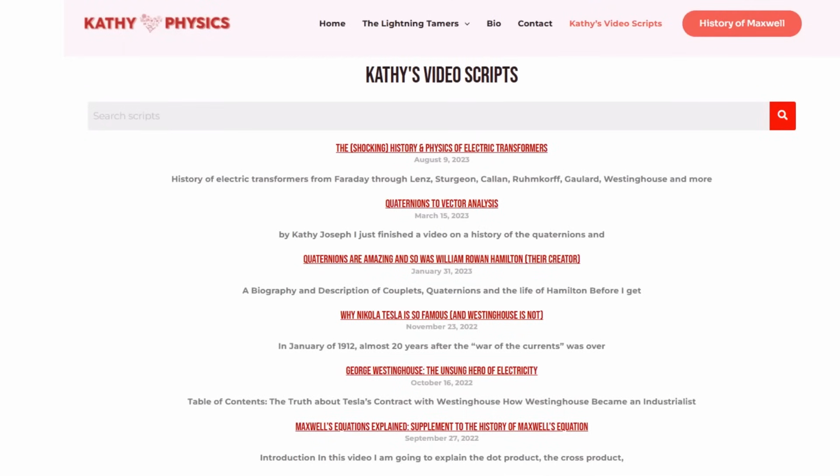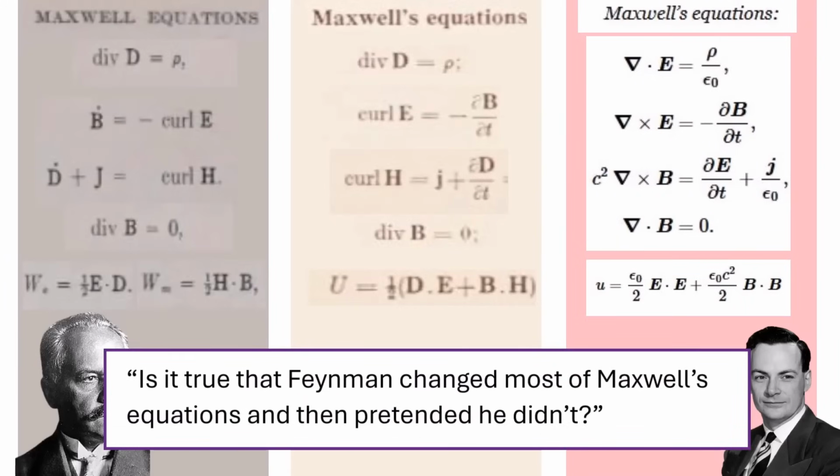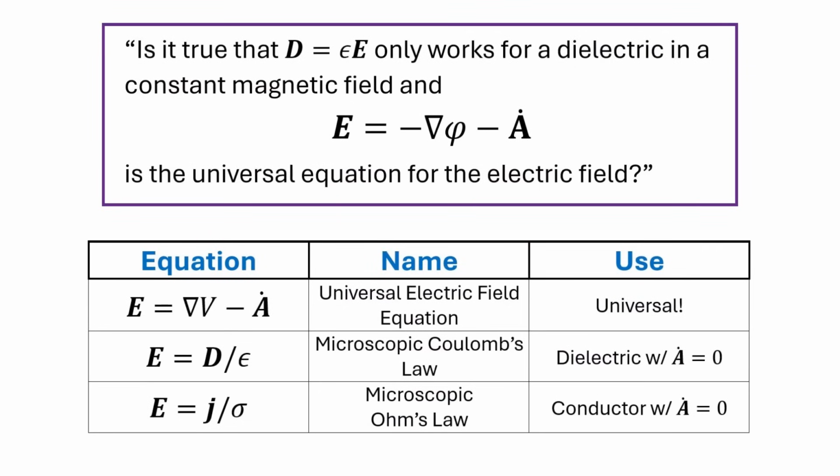I have a link to my script with lots of footnotes so you can cut and paste and ask specific questions. Like, is it true that Feynman changed most of Maxwell's equations and then pretended he didn't? Or is it true that D equals epsilon E only works for a dielectric in a constant magnetic field, and E equals negative del phi minus dA/dt is the universal equation for the electric field? Or whatever you want to know or want to have clarified. Nothing would help me more than you questioning people's assumptions.